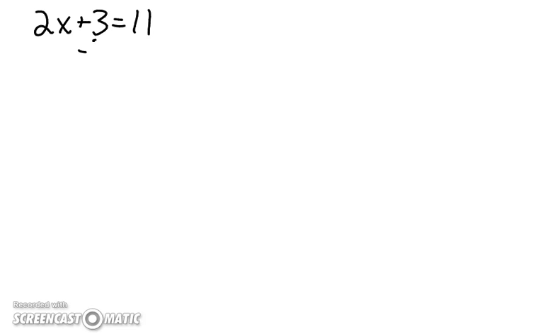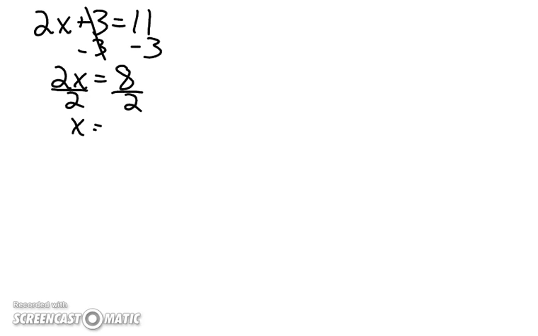Anyway, we're going to subtract 3 from both sides. We do the opposite of the order of operations, so we worry about the addition before the multiplication. You get 2x equals 8. You divide both sides by 2 because the opposite of multiplying is dividing, and you get that x is 4. I should say the inverse, not the opposite. Okay, so there's problem number 1.